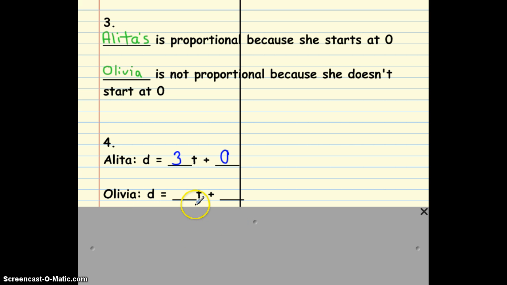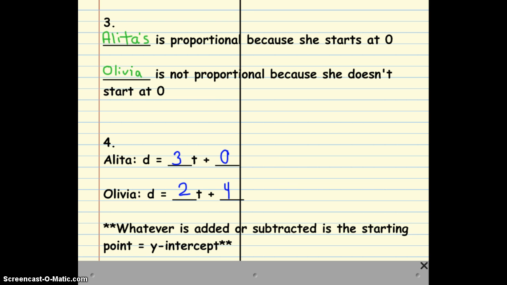Olivia, her distance is Olivia ran at a steady rate of 2 meters per second. So hers is going to be 2 times t, plus, where did she start at? She started at 4, so it's going to be plus 4. Okay. Remember, whatever is added or subtracted is the starting point. And let me slide this down. Let's go ahead and put this note. Whatever is added or subtracted is the starting point. That is our y-intercept.